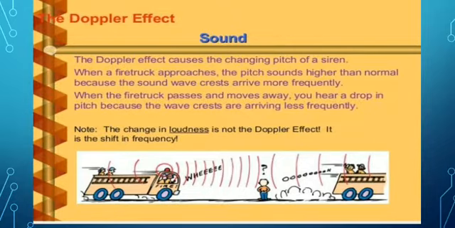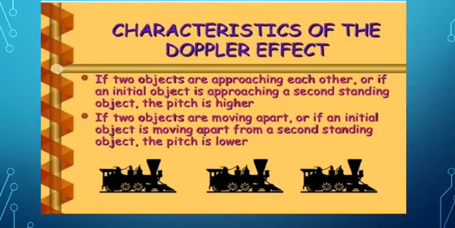Okay, students, right? See the characteristics of the Doppler effect. The first one: if two objects are approaching each other, or if an initial object is approaching a second standing object, the pitch is higher. Pitch is nothing but high pitch, low pitch. In songs, sometimes the singer uses a high pitch, the sound will be high, or if they use a low pitch, the sound will be low. So pitch is nothing but variation of sound.